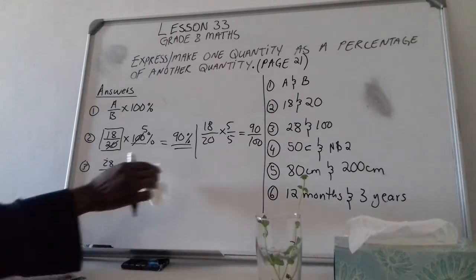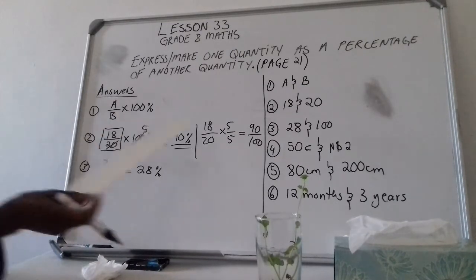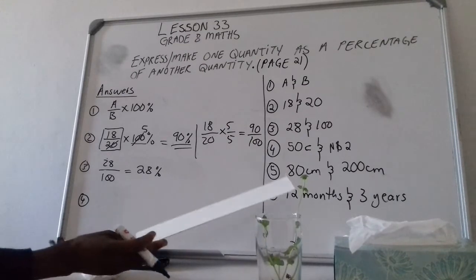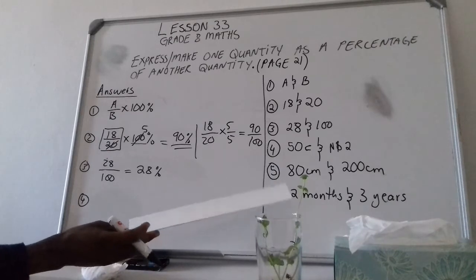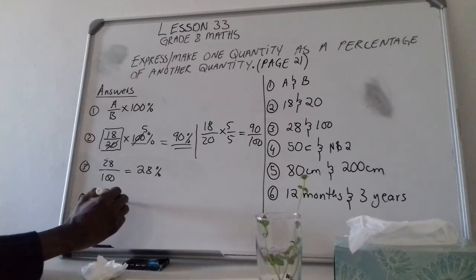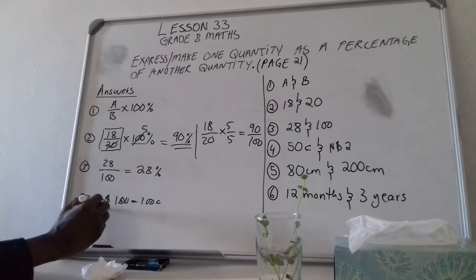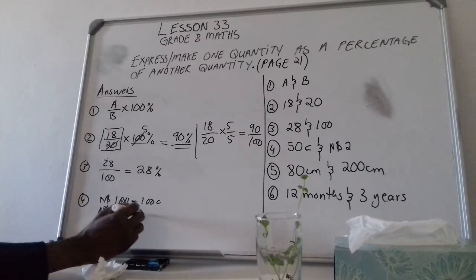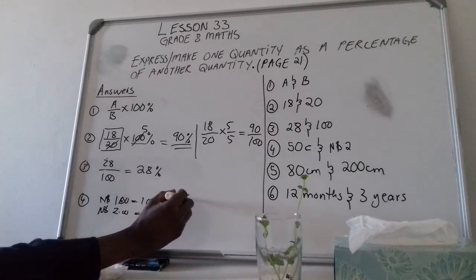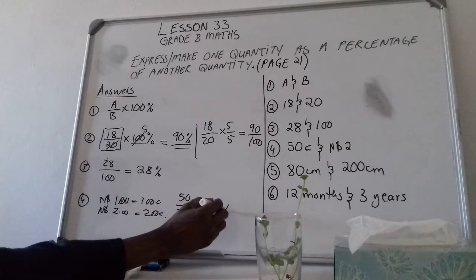Okay, let's go to number 4. Number 4, you have to be very careful because you are given cents on one side, and dollars on the other. These are similar units of money. So you should always convert to the smaller unit, and the smaller unit is cents. Since we know that $1 is equal to 100 cents, that will mean if I have $2, I have 200 cents. So now that will be 50 cents over 200 cents. Then I multiply by 100.